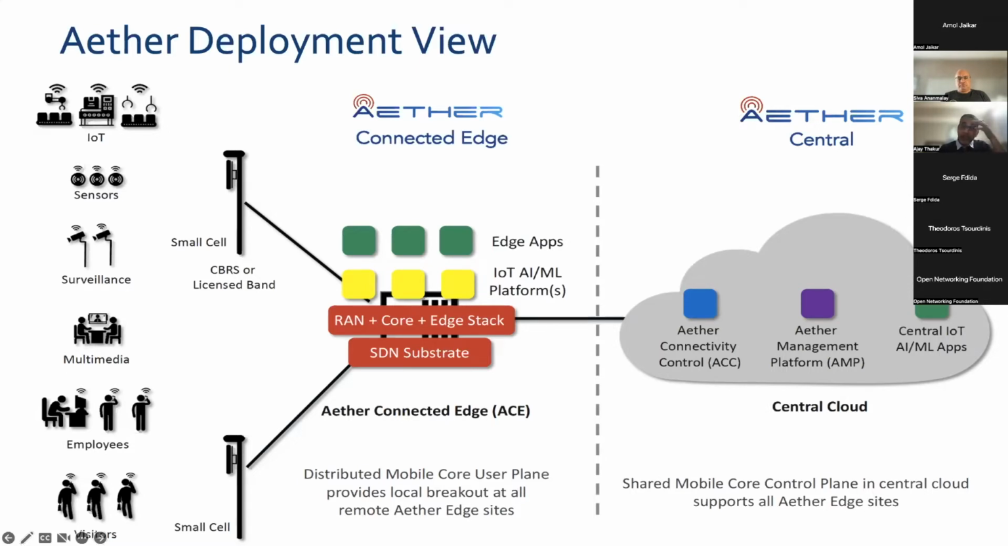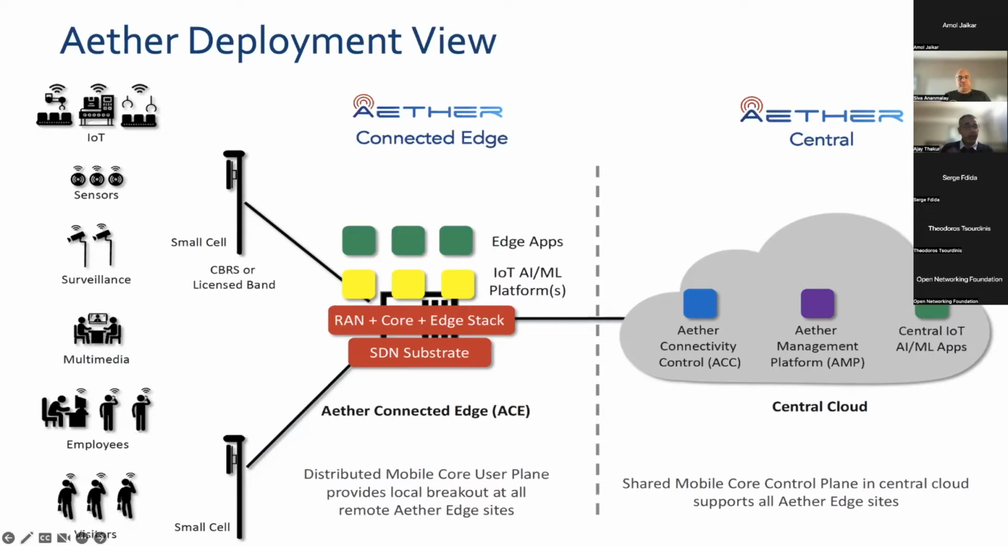On the other hand, the Aether connected edge consists of a set of compute nodes and an SDN fabric switch. Then it has the SD-Core component, which is the user plane component, and it has SD-RAN as well. You can have one or more small cells connected to Aether Edge. Any small cell should work as long as it's 3GPP compliant. If the small cell is disaggregated, that's better because then you can make use of SD-RAN capabilities. About the software components, all the software provided by Aether comes containerized, and we use Kubernetes as the container orchestration platform.